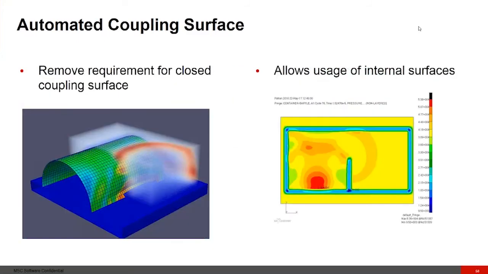So here you can see the T-joint, and you can also see that we have removed the requirement for the closed coupling surface on the left-hand side. As you can see, the section is open and has a hole. And then also in the T-joint section, you can see we also have a hole.